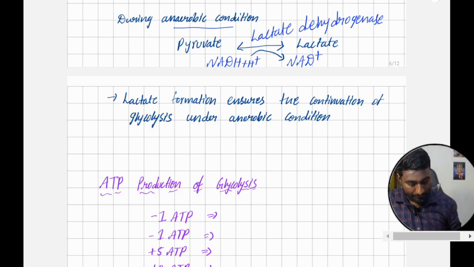Now, lactate formation ensures the continuation of glycolysis under anaerobic conditions. What does it mean? Suppose there are anaerobic conditions and lactate is not formed. What happens to NADH plus H plus? It is not going to convert into NAD plus, so it is going to accumulate. At this step of oxidative phosphorylation, you require NAD plus, so the reaction won't go forward. Understood? That is the meaning of this line. Lactate formation ensures the continuation of glycolysis under anaerobic conditions.